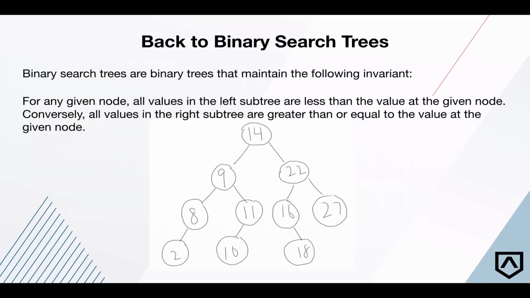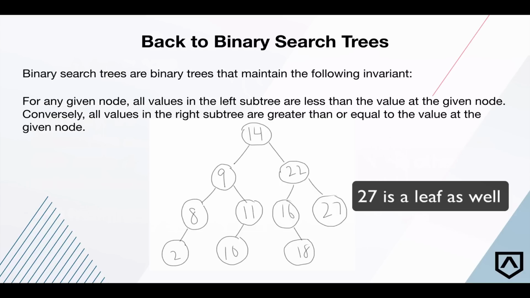So back to binary search trees. Binary search trees, as we can tell from the name, are binary trees, and a binary search tree specifically has an additional invariant or rule that it satisfies at any given point in time. And that rule is that for any given node, all values in the left subtree are less than or equal to the given node, and conversely, all values in the right subtree are greater than or equal to the value at the given node.